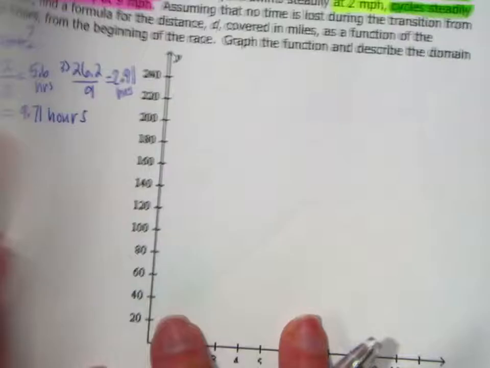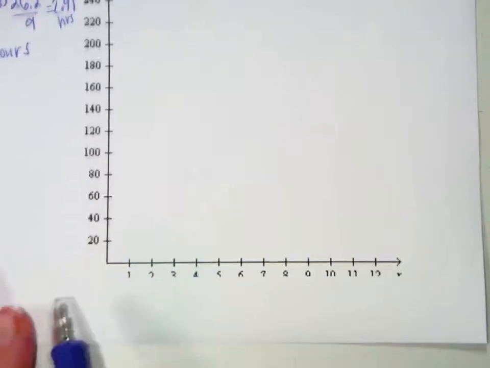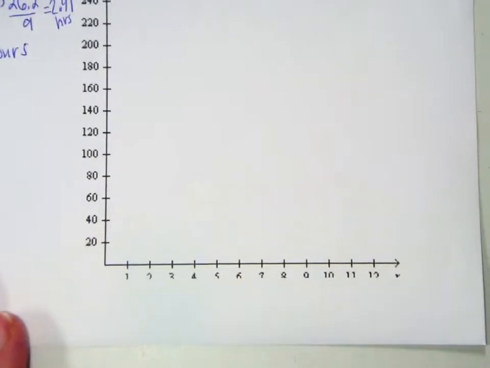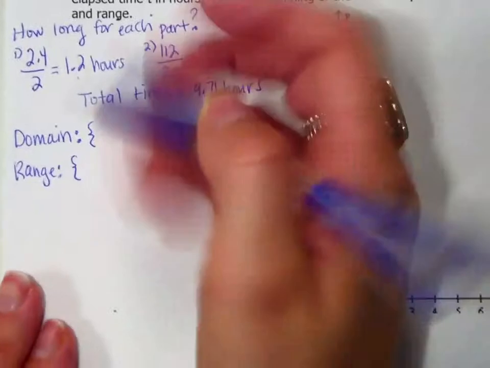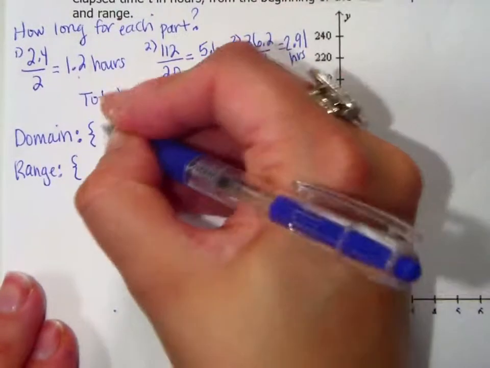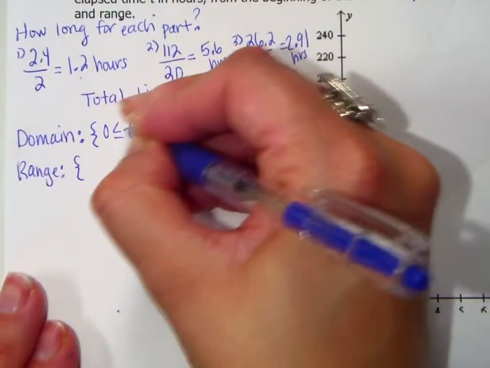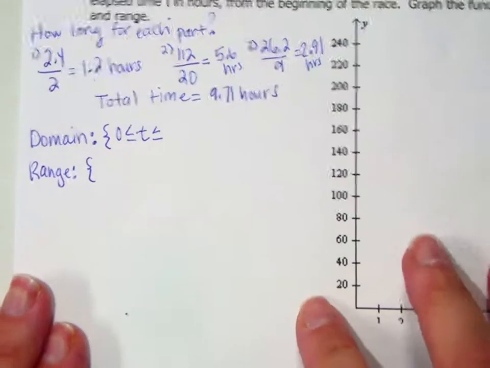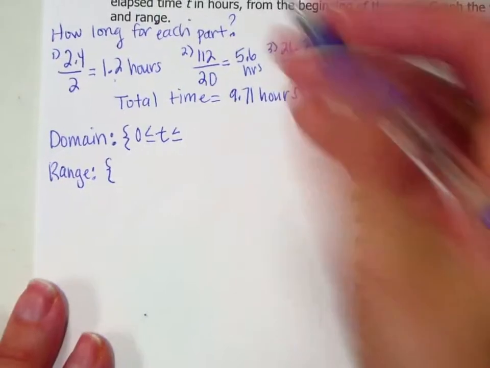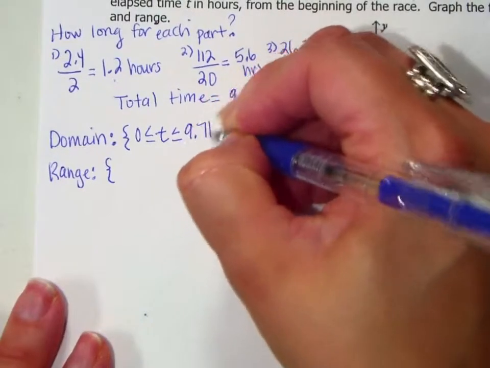When we think about this, when we graph our time, where are we going to start and where are we going to end? We start at 0. All the way up to what? 9. Exactly, the total time it took her.